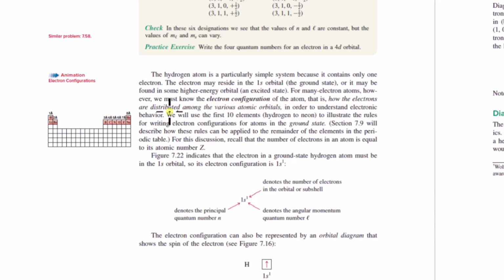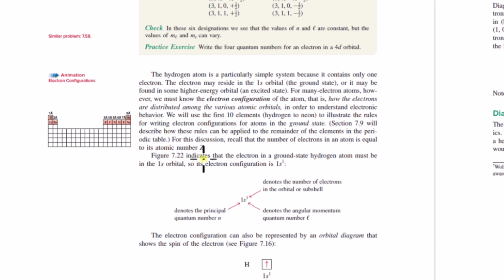That is, how the electrons are distributed among the various atomic orbitals. In order to understand electronic behavior, we will use the first 10 elements, hydrogen to neon, to illustrate the rules for writing electron configurations for atoms in the ground state. And then in the next section, we'll talk about electron configurations for atoms with more than 10 electrons. For this discussion, recall that the number of electrons in an atom is equal to its atomic number, Z.